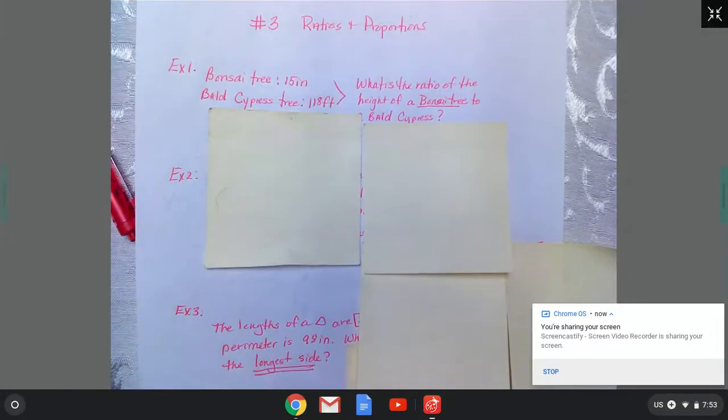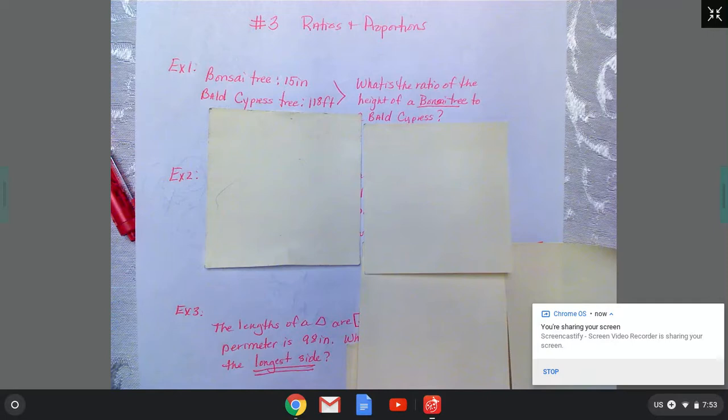Number 3, ratio and proportions. This section is not a hard section, and they're a little bit lengthy, so I'm going to go a little fast. And then, if you want to follow along in the book with a couple examples to write down for your notes. Okay, for example 1, it wants you to do a ratio.